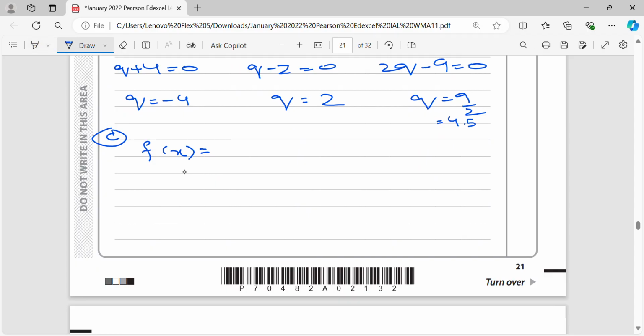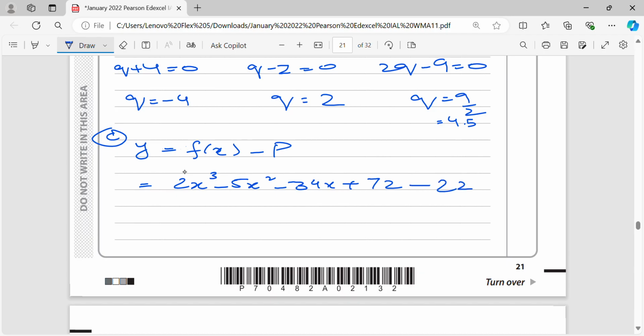Okay, so let me rewrite here. y equals f of x minus p, and f of x is 2x cubed minus 5x squared minus 34x plus 72. Minus p we got is 22. Okay, so 2x cubed minus 5x squared minus 34x, 72 minus 22 is 50.